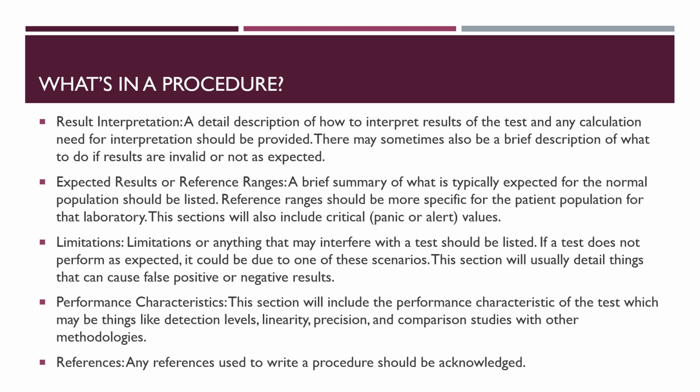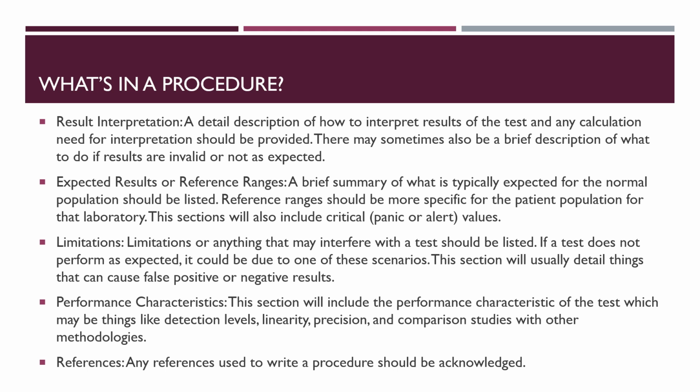So the interpretation of results will tell you anything that can interfere with the interpretation of results, and what to do if you get something that you're not expecting, an invalid result. So in other words, an invalid result may be a urine pregnancy test in which the control line didn't appear.